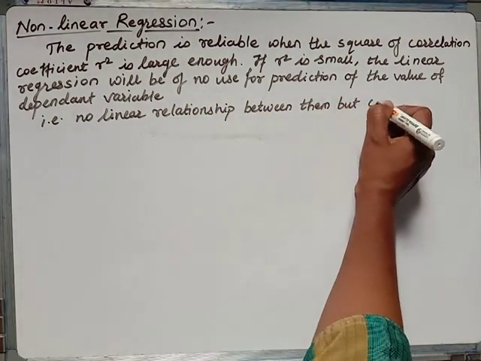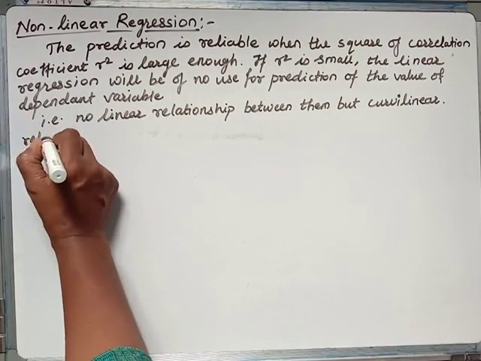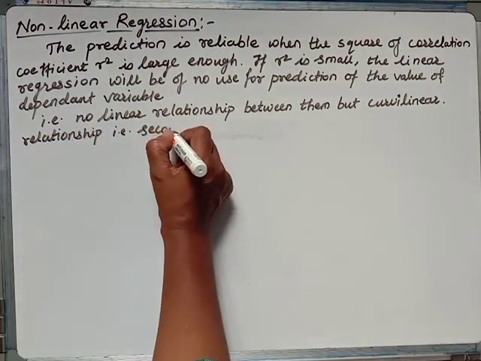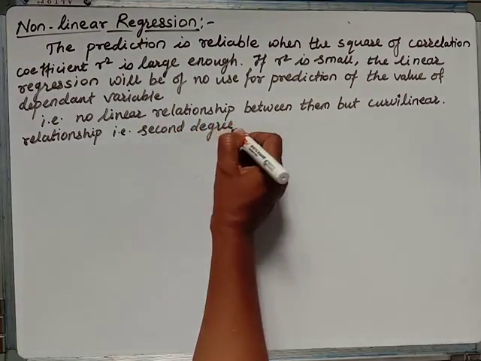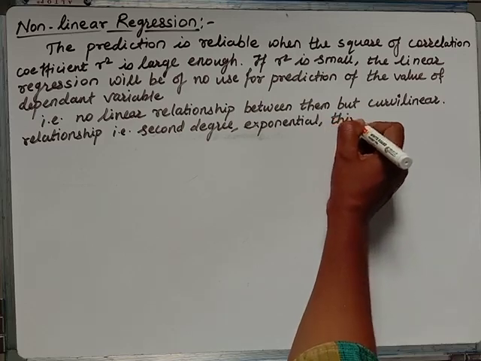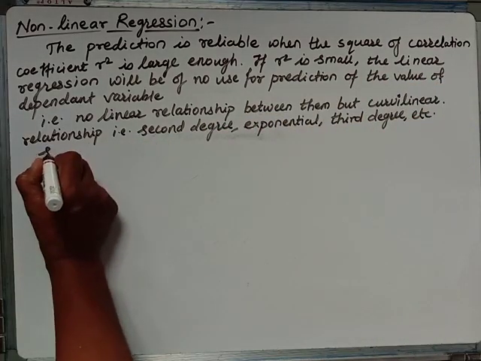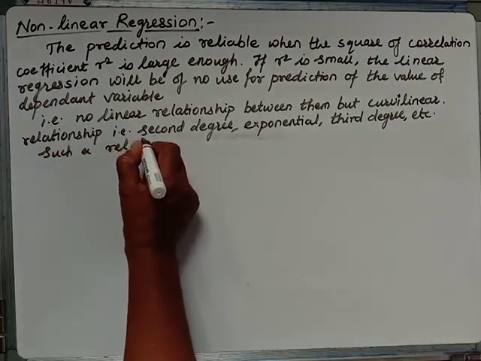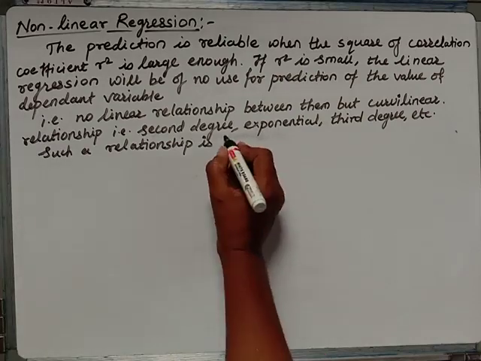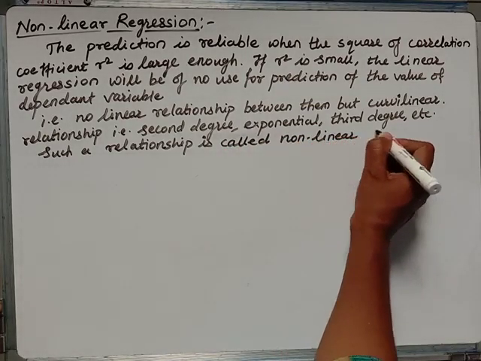But a curvilinear relationship, that is second degree, exponential, third degree, etc. Okay, such a relationship is called nonlinear regression.